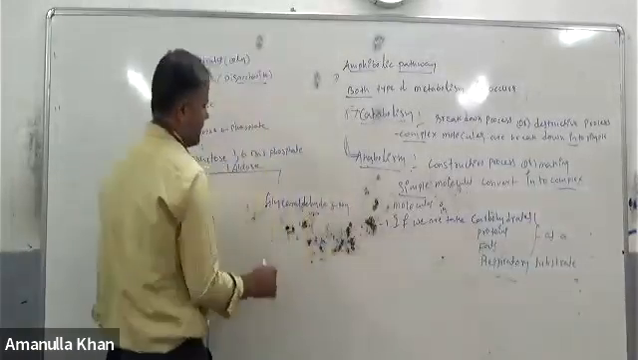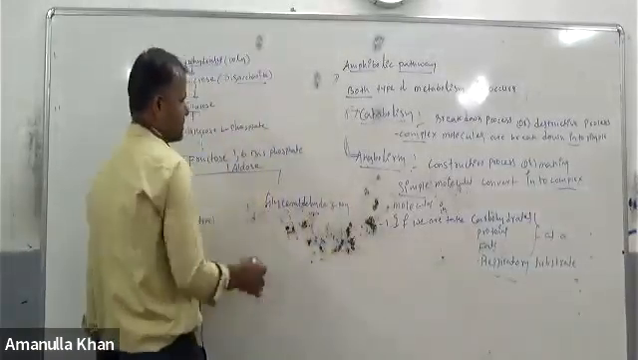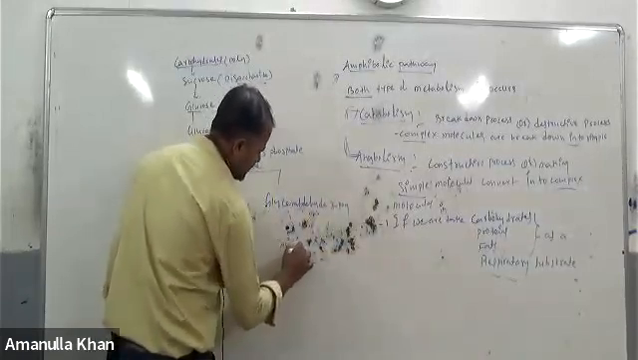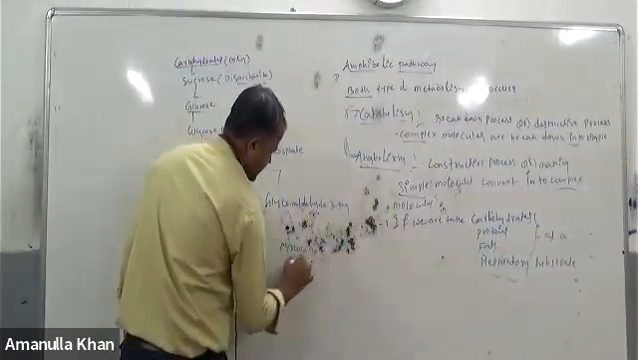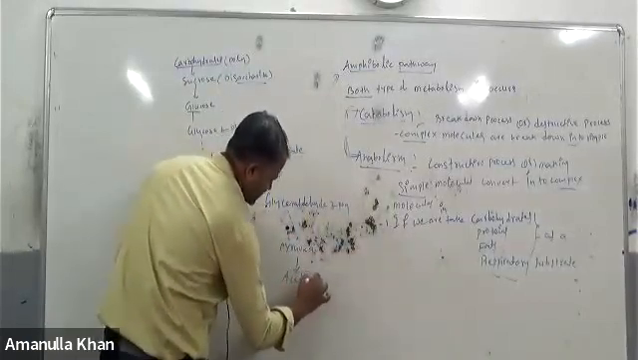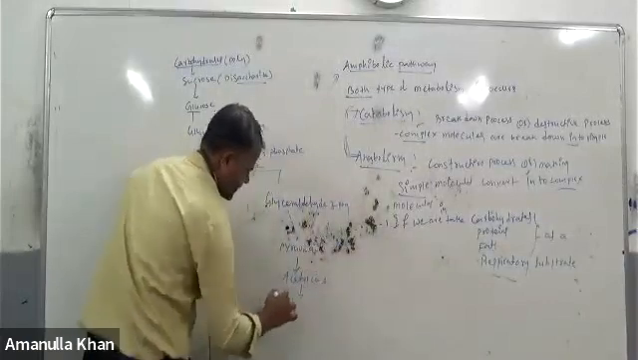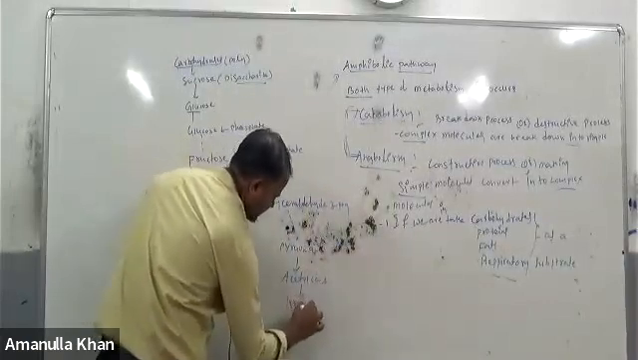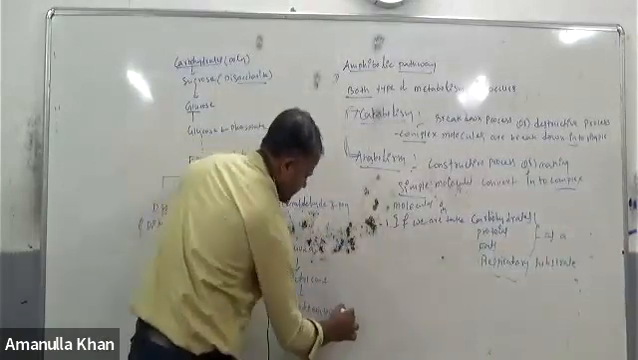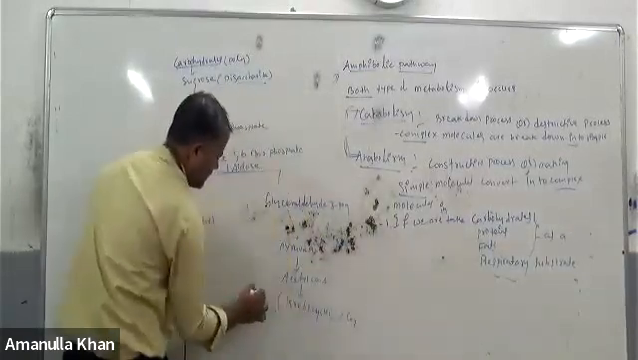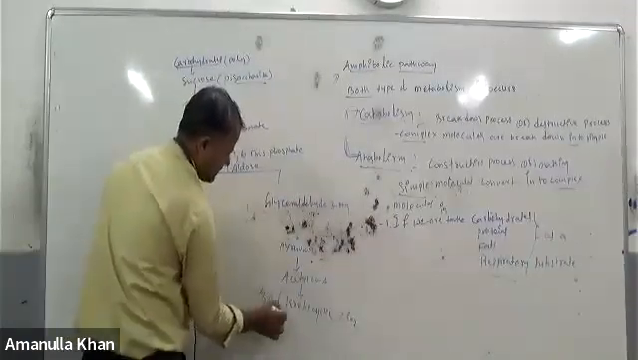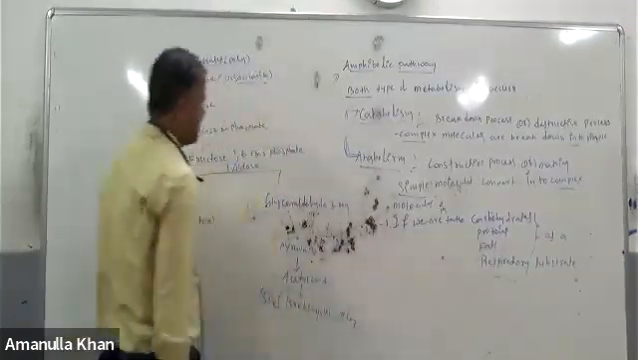Then this glyceraldehyde 3-phosphate undergoes several reactions and forms pyruvic acid. This pyruvic acid forms acetyl-CoA. The next step is the Krebs cycle. In the Krebs cycle, carbon dioxide and water molecules are released.